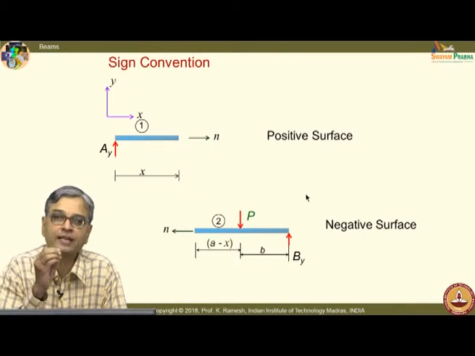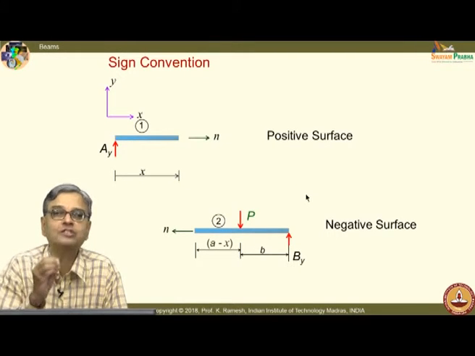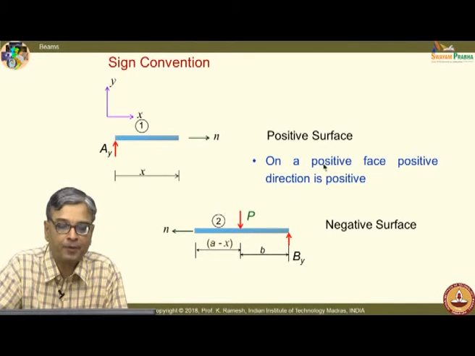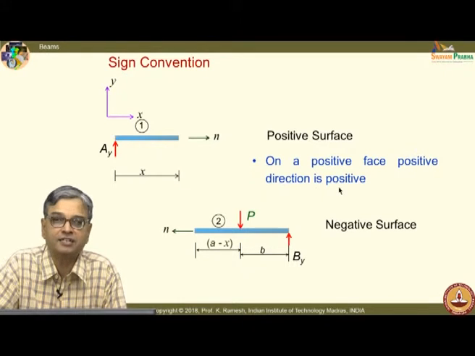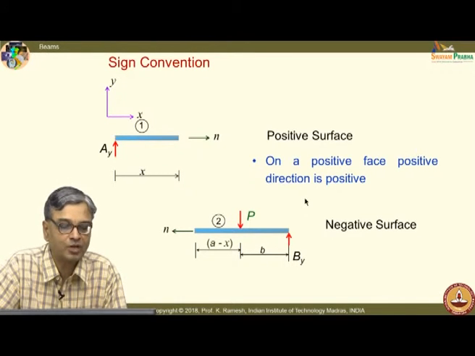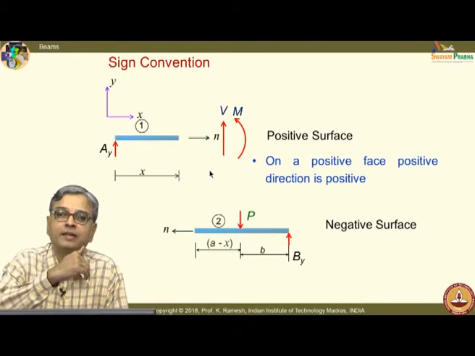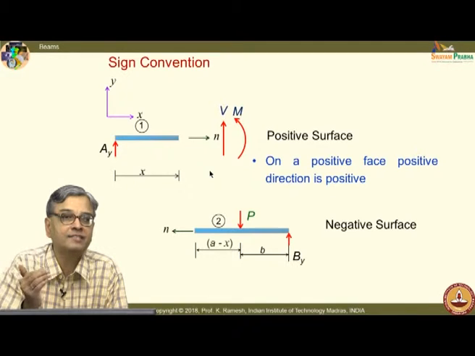So, I must follow a convention to put the forces on this free body to start with. On a positive surface, the positive direction is positive. So, I would indicate the unknown force V coinciding with the positive direction of the y axis, and we have always been saying anti-clockwise moment is positive. So, I put an anti-clockwise moment as the moment at this section.